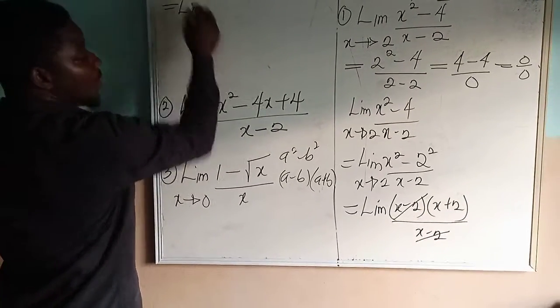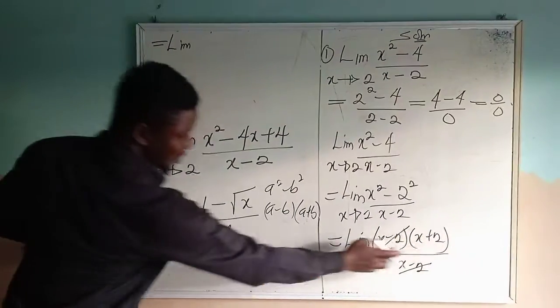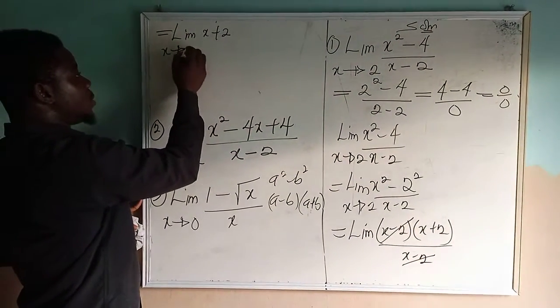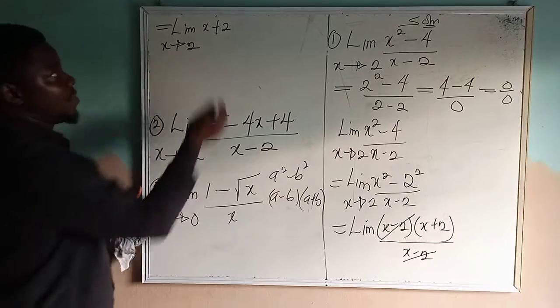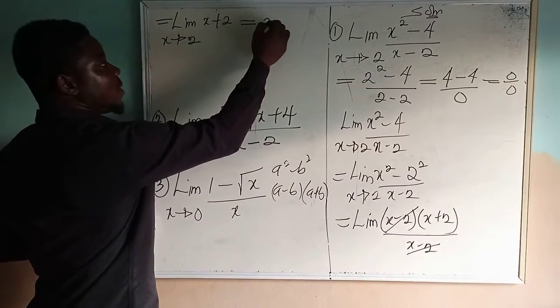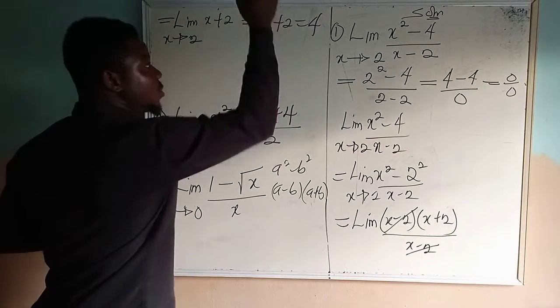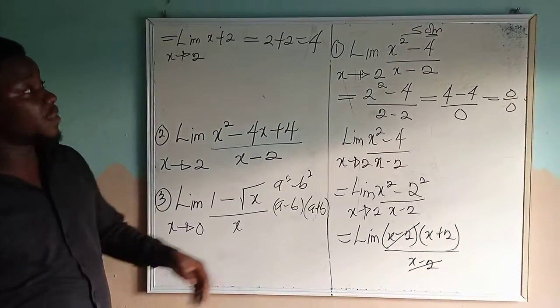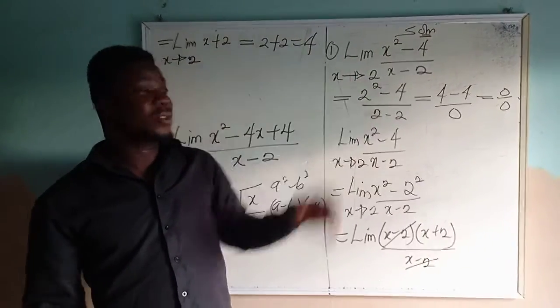limit of x plus 2 as x approaches 2. Then from here you can substitute directly now. Anywhere you see x, you put 2 there. So this becomes 2 plus 2, which is equal to 4. So 4 becomes the limiting value of this particular function as x tends to 2.